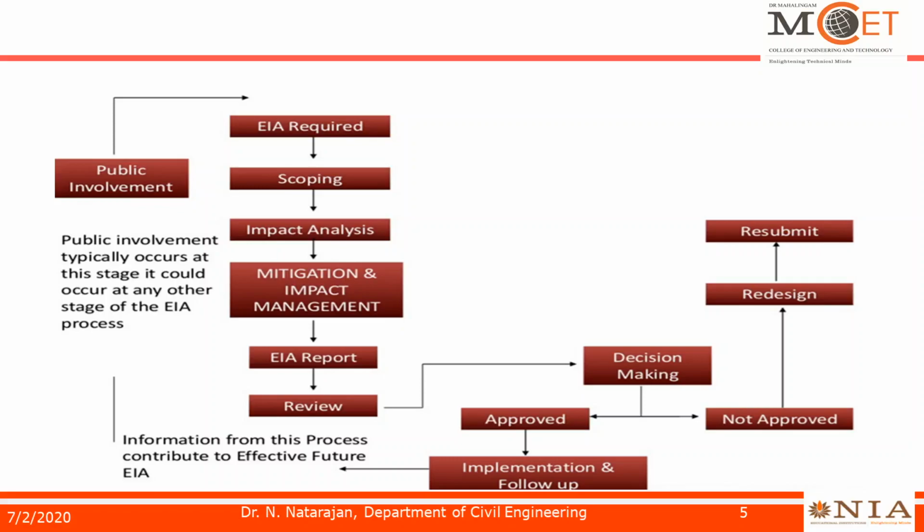Then after this stage, the EA report is prepared based on the previous phases, right? And it is sent for review. Once it is sent for review, the decision-making process takes place, and they decide whether the project should be approved or not approved. If the project is not approved, they go and redesign the project in terms of reducing the impact of the project on the environment, right?